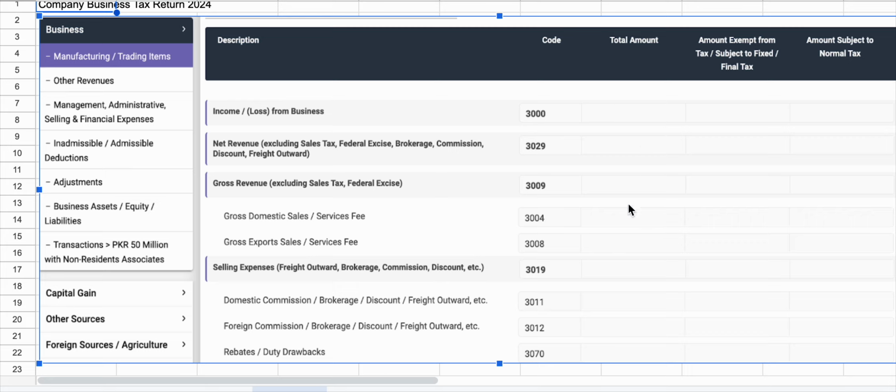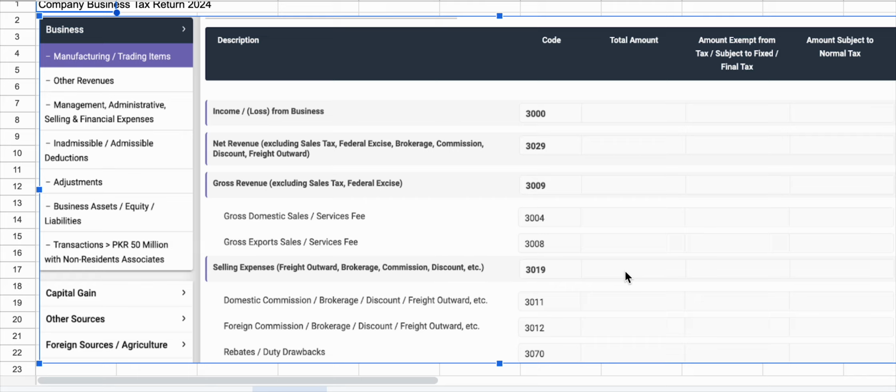This first column is compulsory, and not all of these fields will be open to you. You will only be able to enter these data points: 3004, 3008, 3011, 12, and 70. And tax laws have their own logic, so you'll have to learn these things, which I have tried to highlight in this video. Let's meet in the next video.